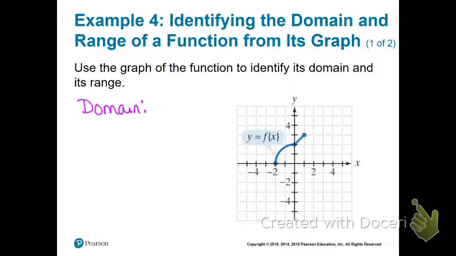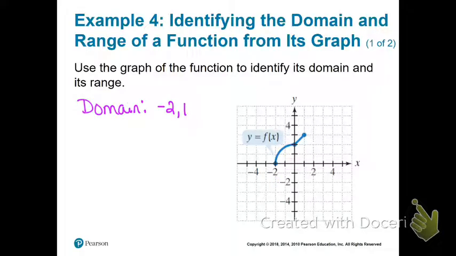So for our domain, we're looking at our x's, so we're going to look from left to right. Well, notice it starts right there at the -2, and it's going to end, so my graph keeps going all the way from that -2 to right here, which is when x is 1. So we know it's going to be from -2 to 1. Now let me erase my lines here.